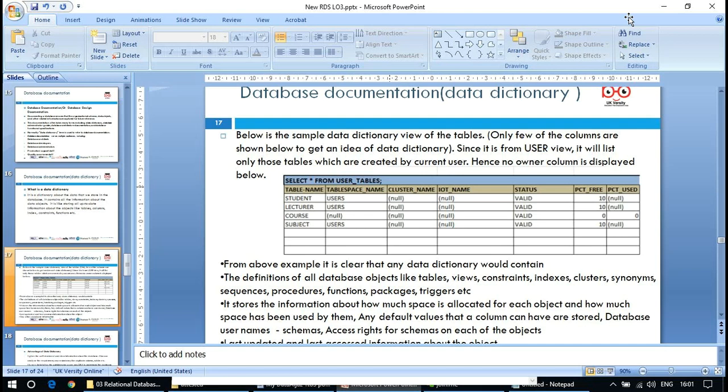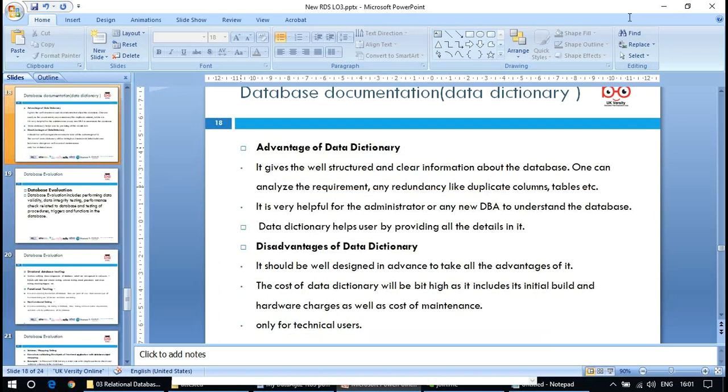The data dictionary is the information about the tables. Normally the tables store your information, but the data dictionary stores the architectural information about the table, that is, what the architecture of the table is. So next, advantage. Obviously there is an advantage. It gives well structured and clear information about the database. The disadvantage is that it should be well designed in advance to take all the advantage of it.